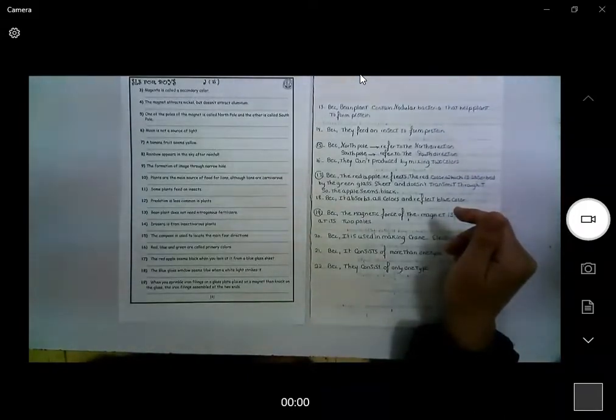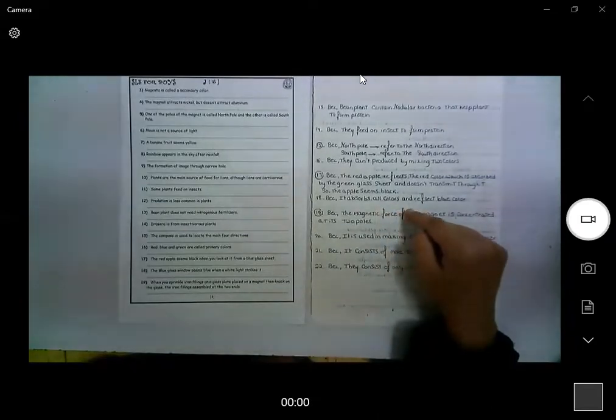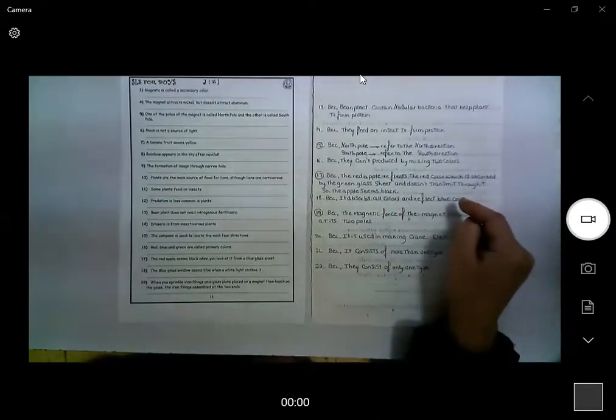18. The blue glass window seems blue when white light strikes it because it absorbs all the colors and reflects the blue color. The color that will be reflected is the blue color only.